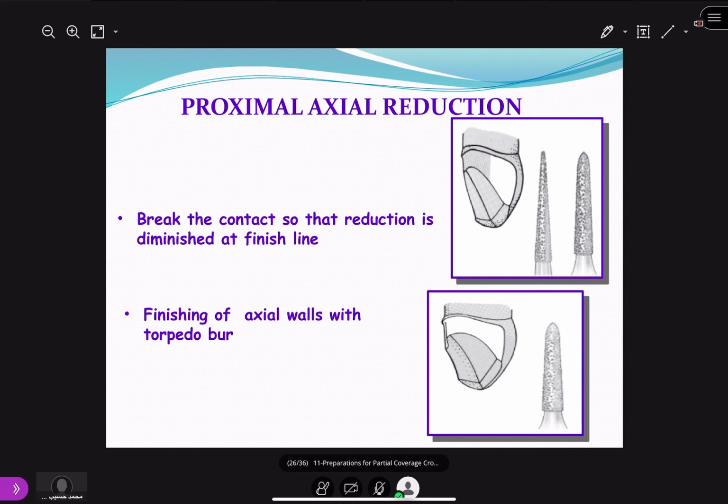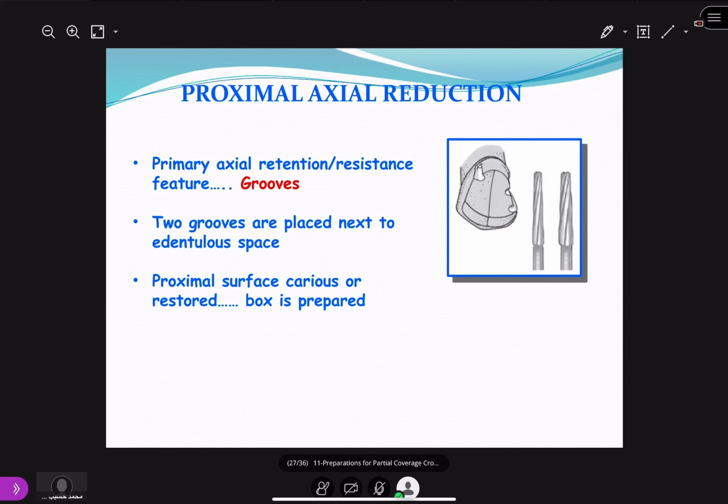So when you have done with the lingual reduction, come to the proximal surfaces, mesial and distal. First of all, break the contact if adjacent teeth are present with a needle shaped bur, and then reduce the mesial and the distal surface 1 millimeter with the help of the torpedo bur, because again you will provide the chamfer finish line on the mesial and the distal surface. When you have done with the proximal reduction and provided the chamfer finish line, then you will give the proximal axial reduction.